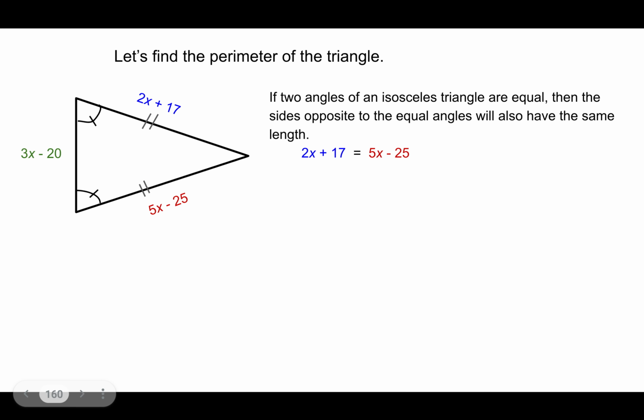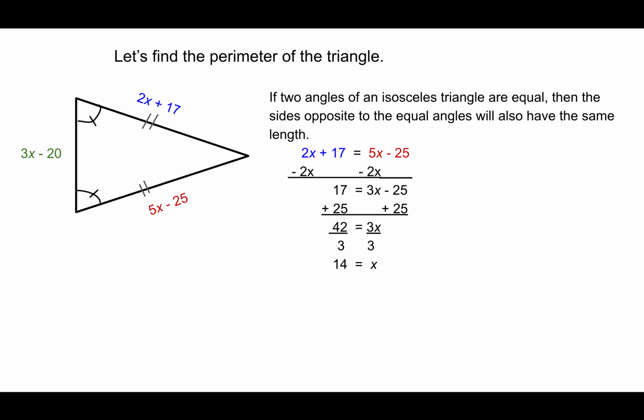Let's isolate the x. We subtract 2x from each side. 17 equals 3x minus 25. Add 25 to each side, and 42 equals 3x. Divide each side by 3, and 14 equals x. Again, I can replace each x with 14.